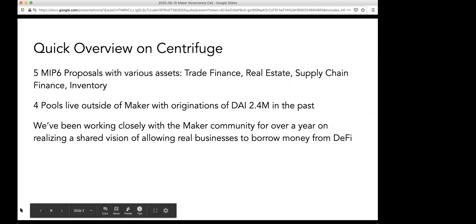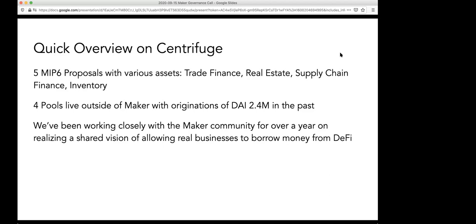And so maybe just to talk a bit about what we've done so far, I mentioned the 5 proposals. We have 4 pools live outside of Maker where we've originated 2.4 million DAI in the last 4 months. We went live in May with this product mostly focusing on direct investors buying these drop tokens and investing in these assets. These were all settled in crypto, also settled in DAI, and so the borrowers actually got DAI, and the investors got their interest paid in DAI, and so on.